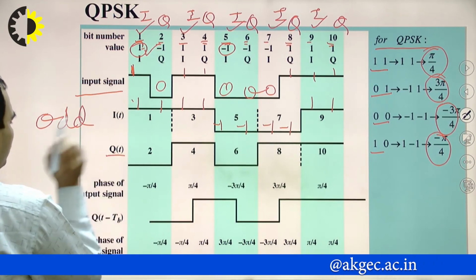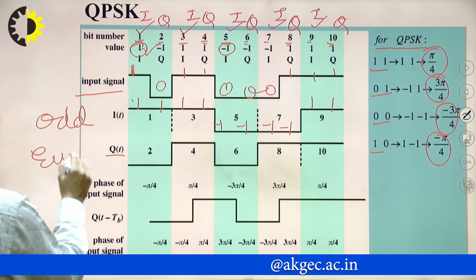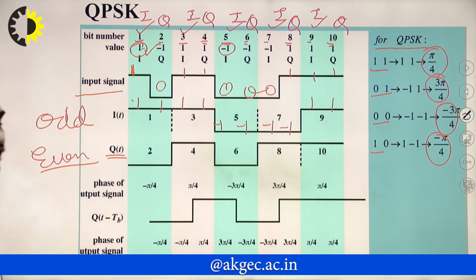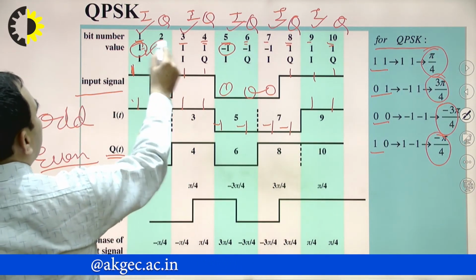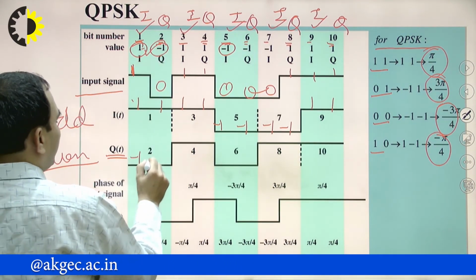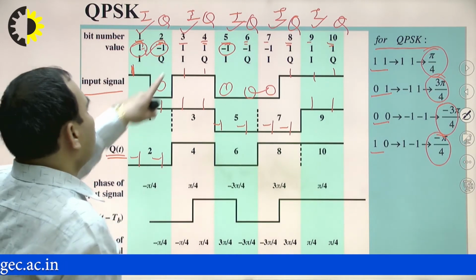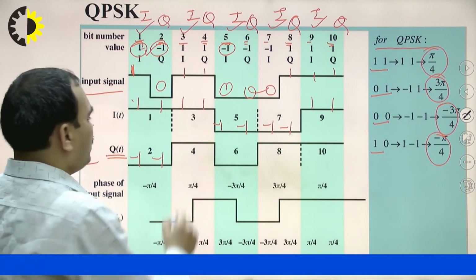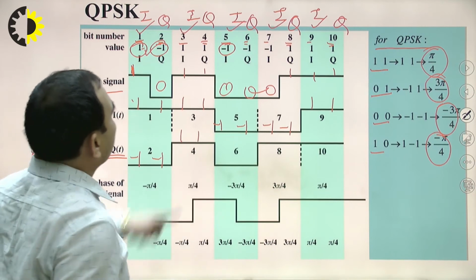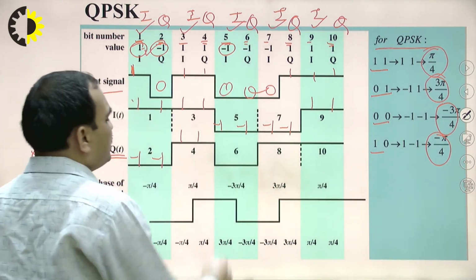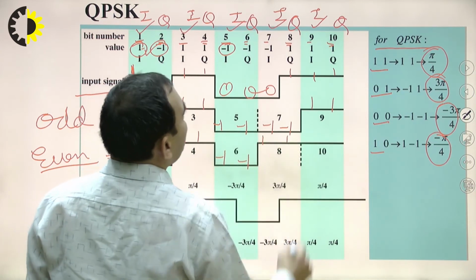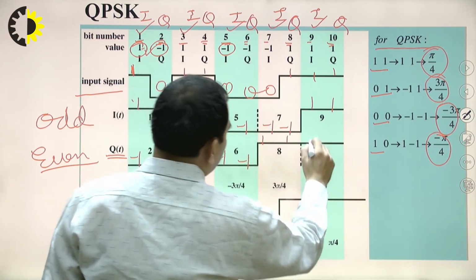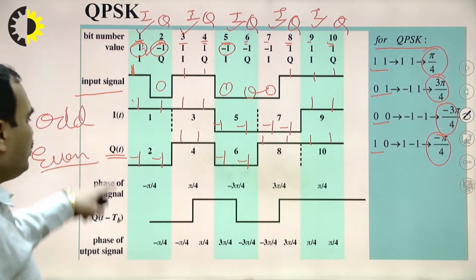The same procedure we follow for the even bits, the quadrature phase bits. The second bit is minus 1, so double we write minus 1 and minus 1. Now the fourth bit is 1, so double. The sixth bit is minus 1, so minus 1, minus 1. The eighth bit is 1, so 1 1. And the 10th bit is 1, so 1 1. Now we have to see the combination.